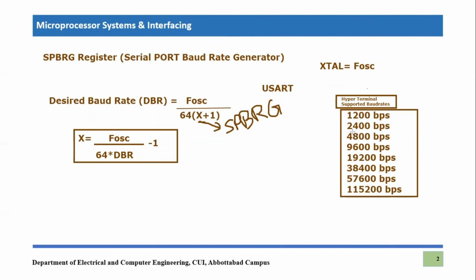We can communicate at 1200 bits per second, 2400 bits per second, 4800 bits per second. These are just some of the baud rates supported by HyperTerminal. There is a complete list; if you are interested, you can Google what the supported rates are, because I'm not making a tutorial on HyperTerminal right now. I'm talking from the PIC18F point of view: the serial port can communicate at these specific information rates.